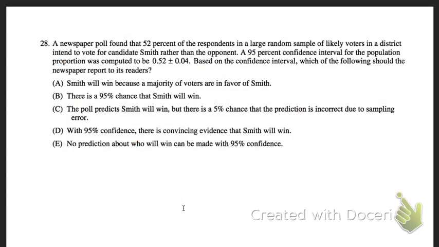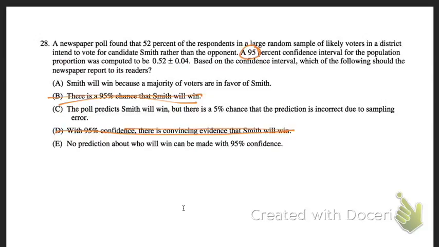Based on the confidence interval, which of the following should the newspaper report? So 95%. There's a 95% chance that Smith will win. That's not true. The poll predicts that Sam will win, but there's a 5% chance that the prediction is incorrect due to sampling error. I'm gonna skip that one. There is convincing evidence. No, you don't mix the 95% confidence and convincing evidence.